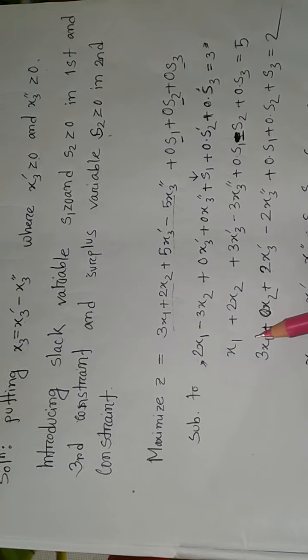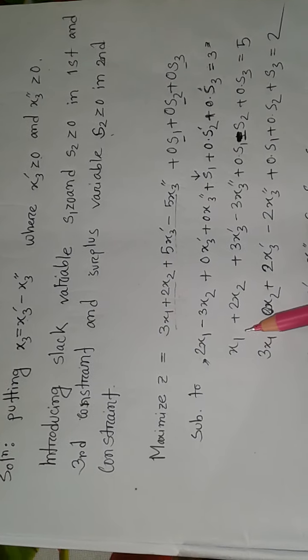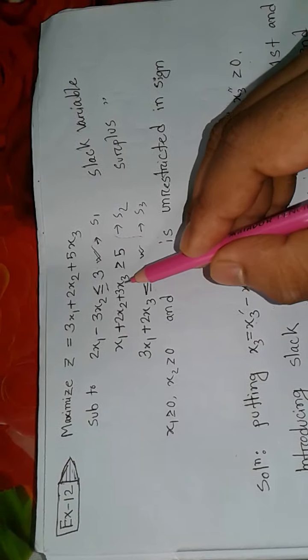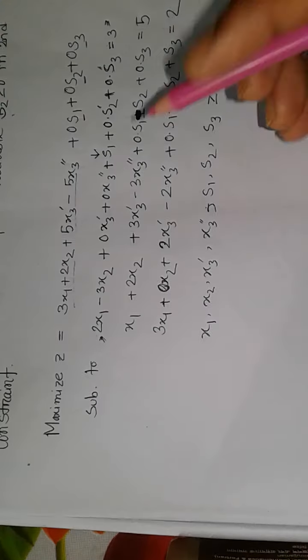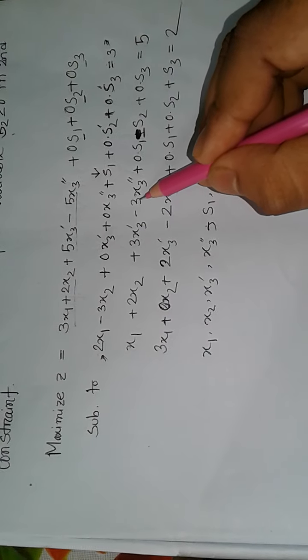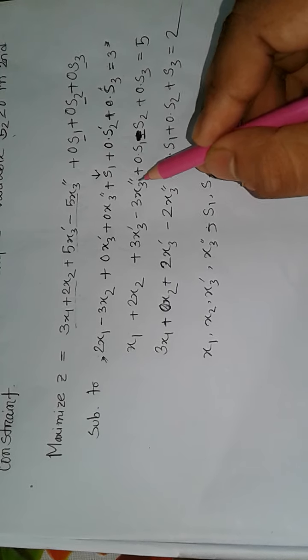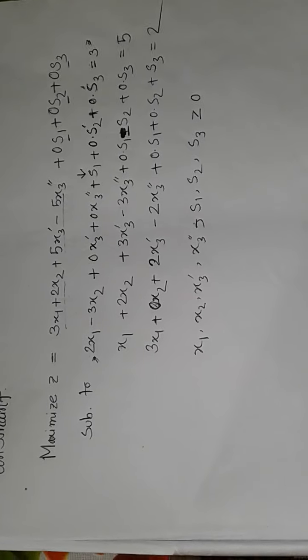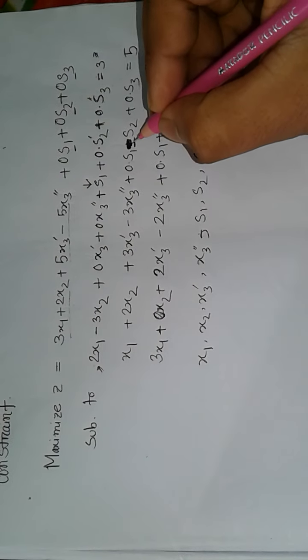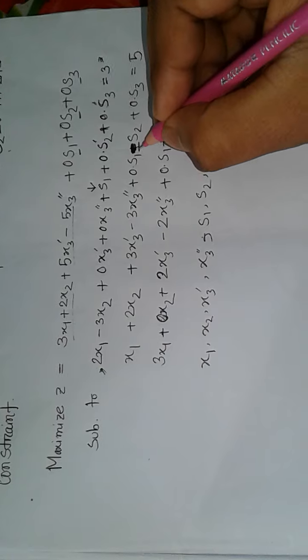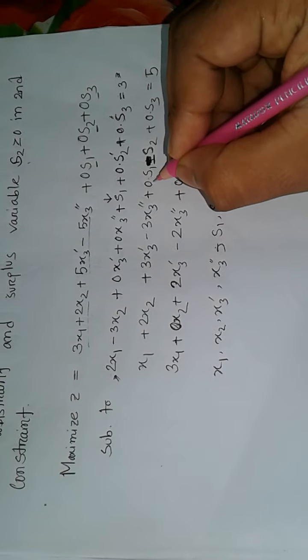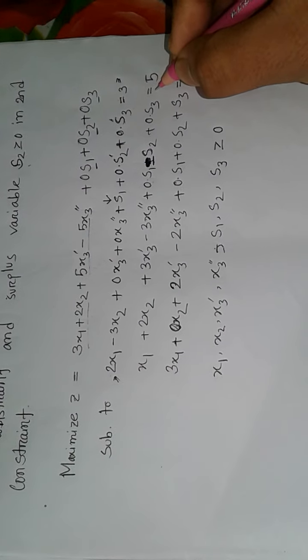Okay, in the second constraint, here also 2x1 and x2 are unchanged, and instead of x3 we use x3 dash minus x3 double dash, and as we use a surplus variable in the second constraint, we subtract it from this constraint, so we use minus S2, and S3 and S1 are 0, and we use equal instead of the inequalities.